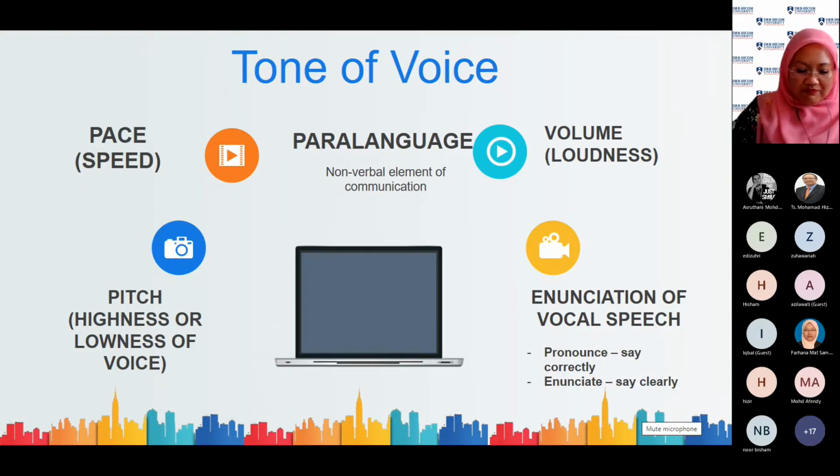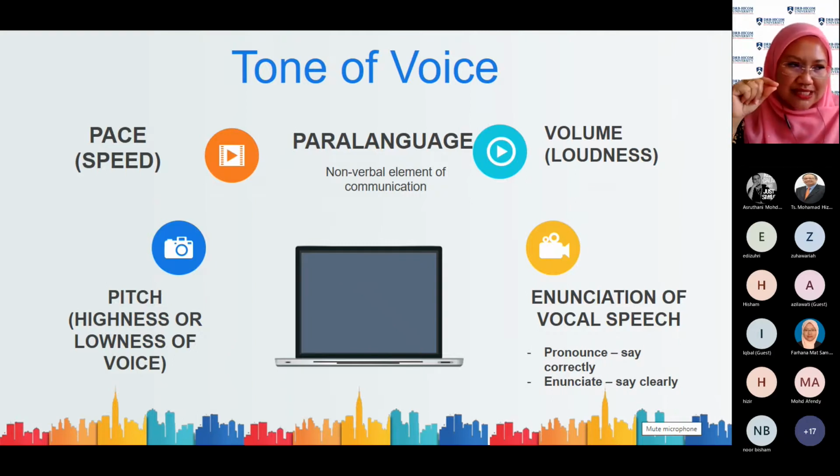What is the difference between enunciate and pronounce? When you pronounce it, you say the word. When you enunciate, you say the word clearly. But if you pronounce it, you say it correctly.